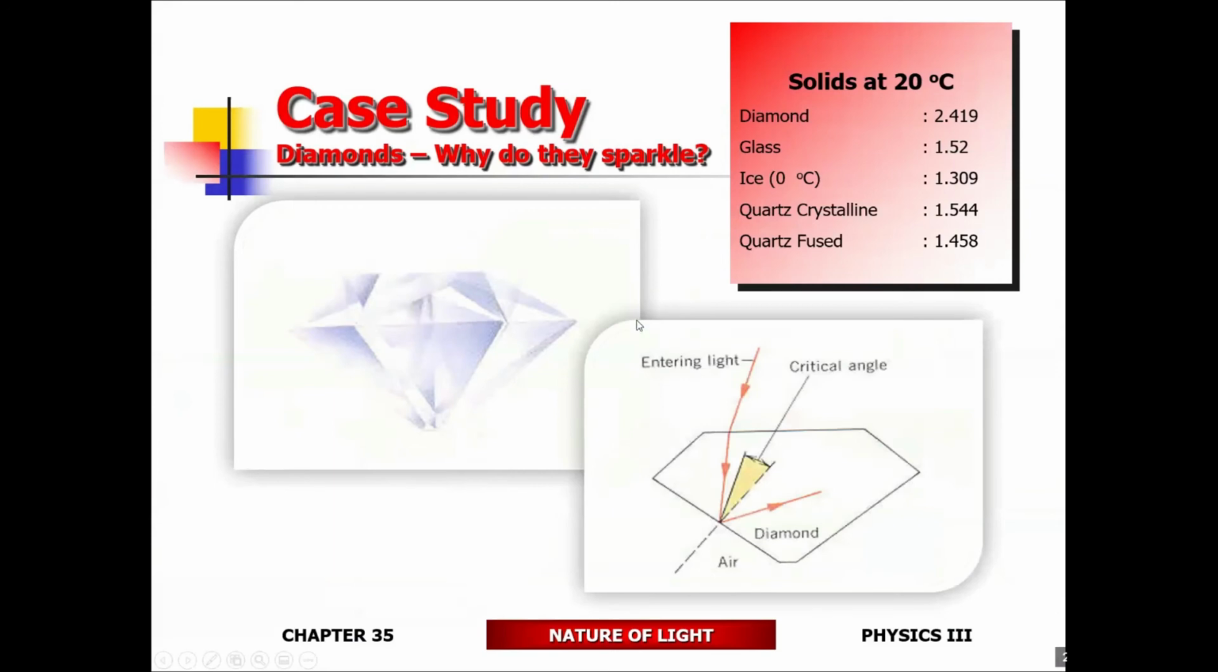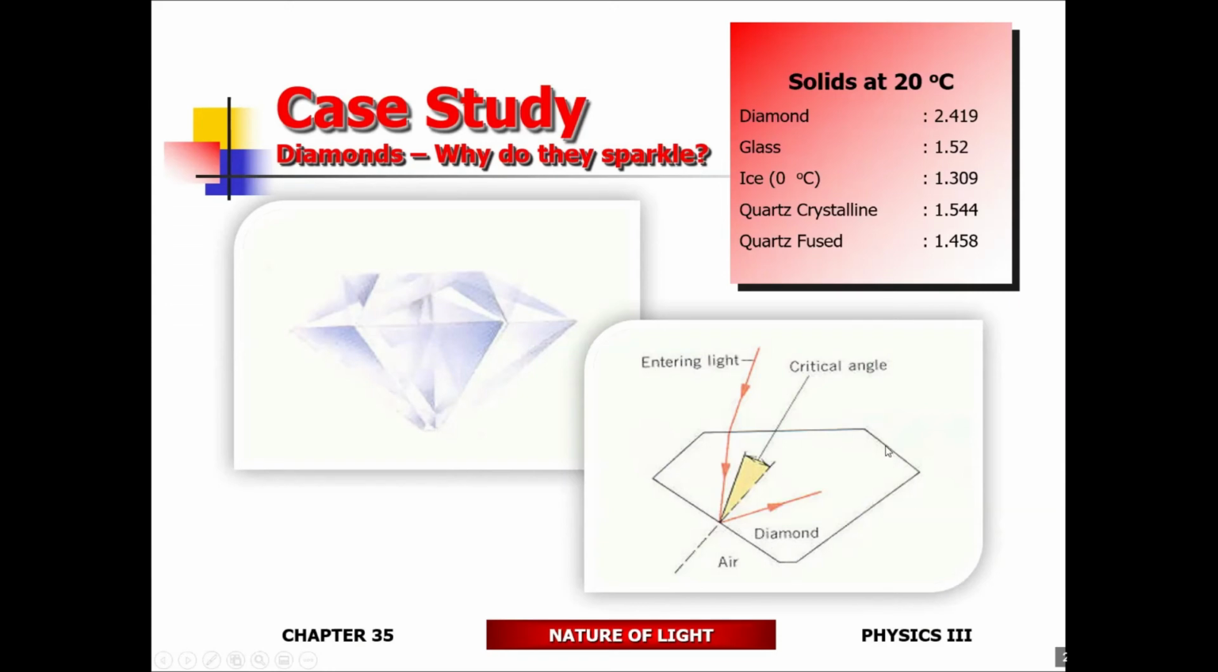And the main reason why diamonds sparkle is because they are also really good at capturing light. They have an extremely large index of refraction, which means that their critical angles are going to be extremely, extremely small. And they're cut in such a way that much of the light entering the medium is going to get internally reflected inside the diamond all over the place.